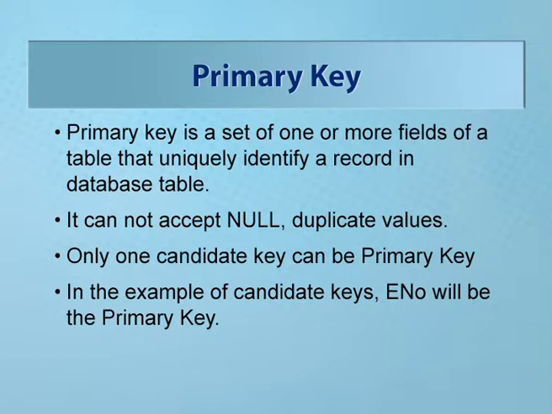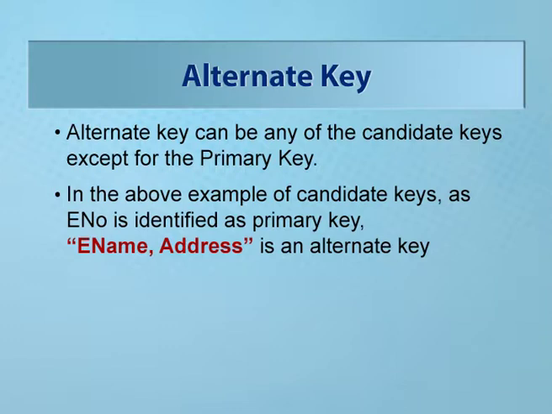Only one candidate key can be a primary key. In the example of candidate keys, you can see we used two combinations: one is employee number and the other is employee name with address. So, we can set aside employee name with address and take employee number as the primary key for the employee table. Hope you understand the difference between a super key, a candidate key, and how a candidate key is different from the primary key. Then let us move on to the next key, called the alternate key.